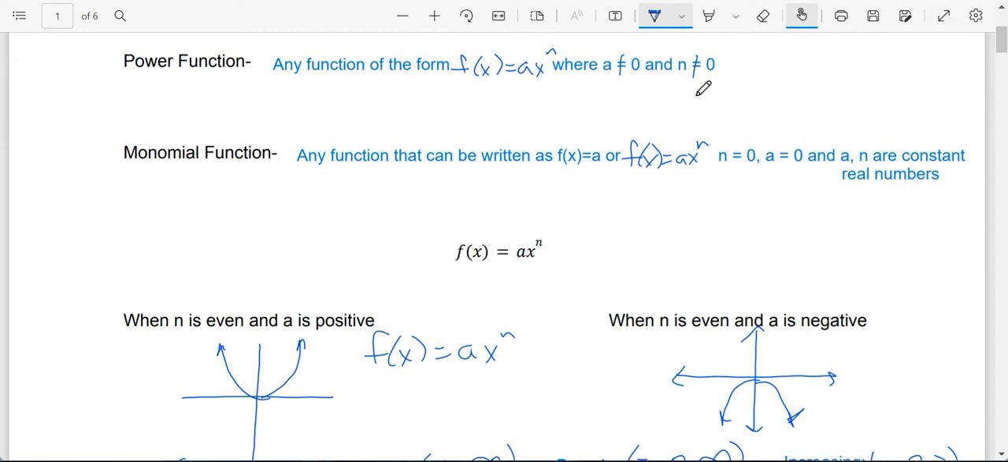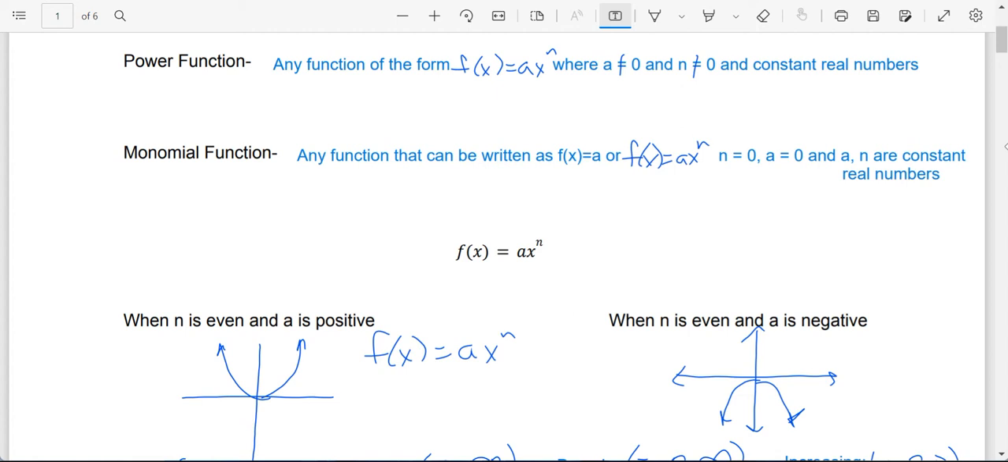A power function is any function of the form f(x) = a times x to the power of n, where a is not equal to 0 and n is not equal to 0, and a and n are constant real numbers. What does that mean for you? Well, x to the first, x to the second, x to the third, anything times a number makes it a power function. Simple as that. We're going to be dealing with a lot of different ones and how we can possibly graph them without having to use our graphing calculator or put much thought into it.